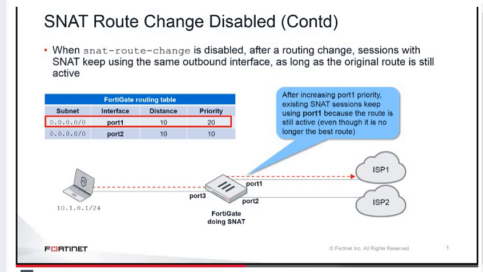The default route is through port 1. Even though the default route is no longer the best route, it is still active. If FortiGate is doing SNAT, the existing sessions will continue to use the original route until they expire. If FortiGate isn't doing SNAT, all the existing sessions will switch to port 2 after the change.